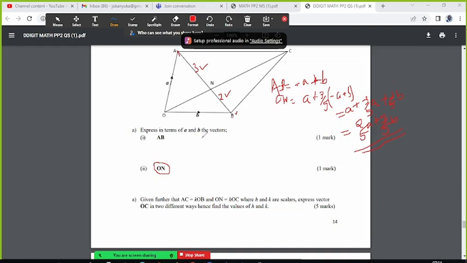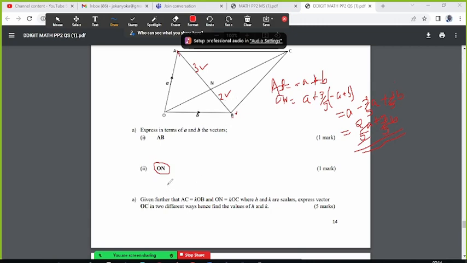Now vector ON is 2 over 5 A, because we have subtracted. This one is positive and negative, so it is vector A minus 3 over 5 A, which gives us 2 over 5 A plus 3 over 5 B.